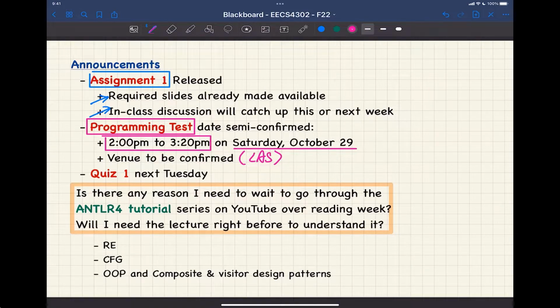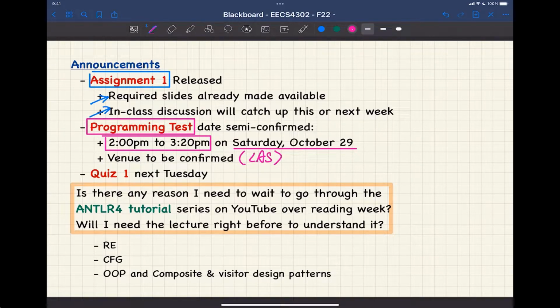For those of you who just arrived, your programming test has been confirmed. It's going to be 2 p.m. to 3:30 p.m. on Saturday, October 29th. If this time was not preferred by you when you filled out the survey, still, please try to make a prior arrangement to make it. It will be difficult to give a makeup test. If you really have something to discuss with me, I'll be happy to talk, maybe during my office hour.